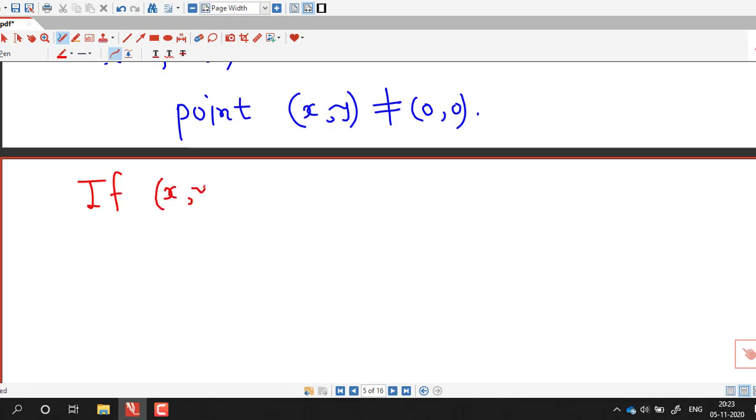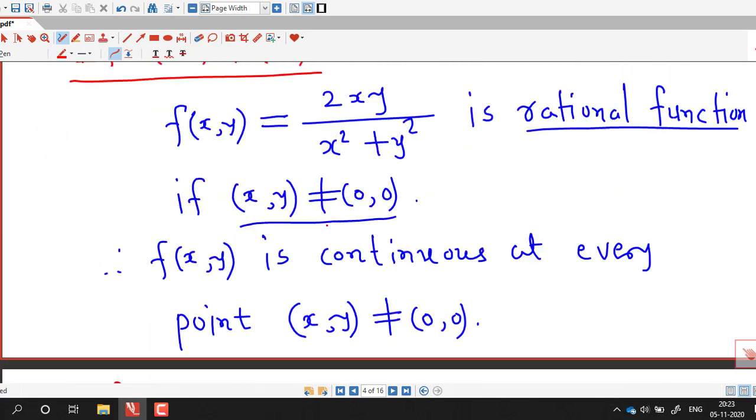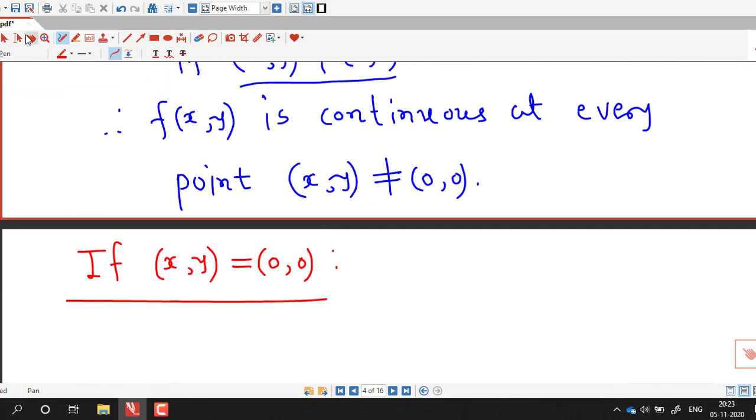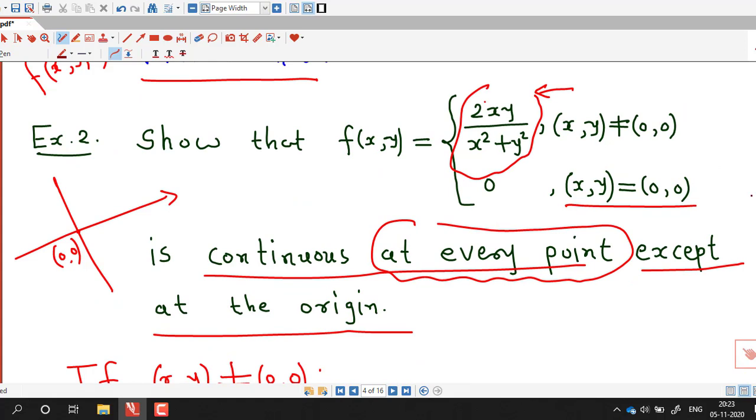So if (x,y) is (0,0), for this we have to check all the three conditions by the definition. So first we check whether the function is defined at origin or not. It is given that f(0,0) is 0. Therefore we can say that the function is defined at (0,0). So the first condition is satisfied. Now we have to discuss the limit at origin.